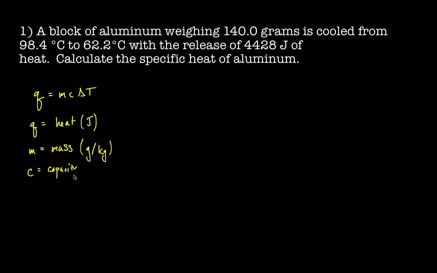Again, it is the amount of energy necessary in order to heat up 1 gram, 1 degree Celsius, and it has the units joules per gram degrees Celsius or joules per kilogram degrees Celsius. And then finally, delta T. This delta represents change. It always is the final minus initial temperatures, and this is measured in degrees Celsius. So let's just plug in our values and try and figure out what we have.